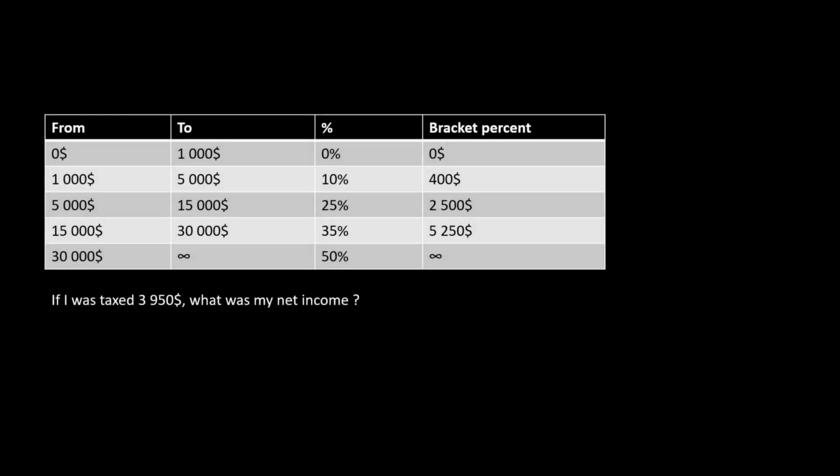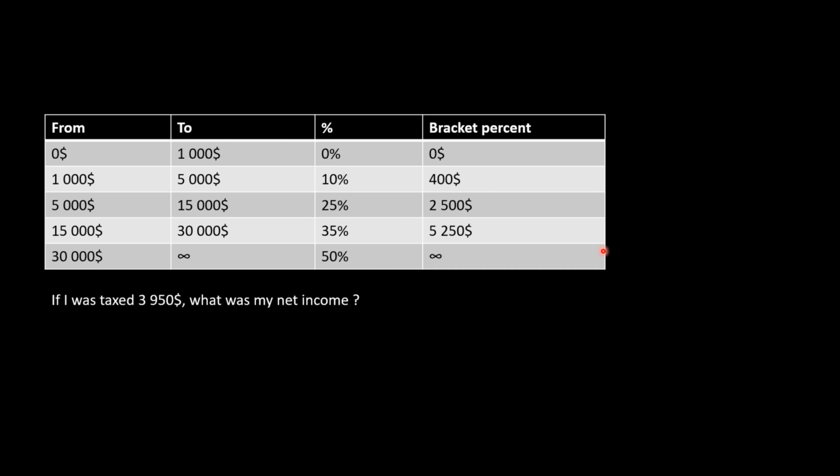So the first thing we want to do is to add this bracket percent, and there we just computed the taxation for the range itself. So from 1,000 to 5,000, the full range would cost 400 in taxes. Then the next is from 5,000 to 15,000, which would be 10,000 at 25%. That would cost 2,500. That's all it is.